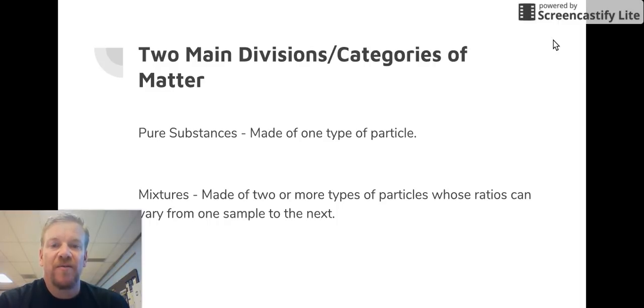Mixtures. Mixtures are made of two or more types of particles whose ratios can vary from one sample to the next. And so what we mean by that is this. If I were to look at the particle model for a mixture, I'm going to identify two or more different types of particles. They're not going to be chemically bonded to one another. They're going to be physically mixed. Hence the term mixtures. And what's even more important is that I can have their ratios, like the number of one particle to the next, be different from one sample to another. And that can't be the case with pure substances. So mixtures, their composition can vary.